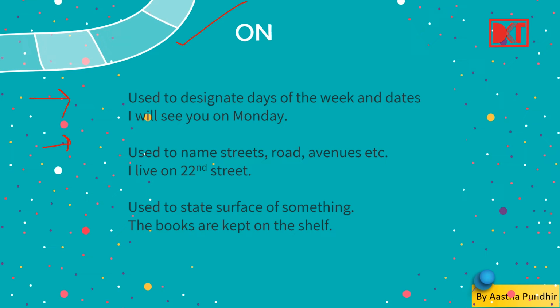Then it is used to name streets, roads, avenues, etc. Like I say, I live on 22nd Street. Okay. Then used to state surface of something. When we have to tell about something that is kept on the surface of something, stating its surface. So the books are kept on the shelf. All right.